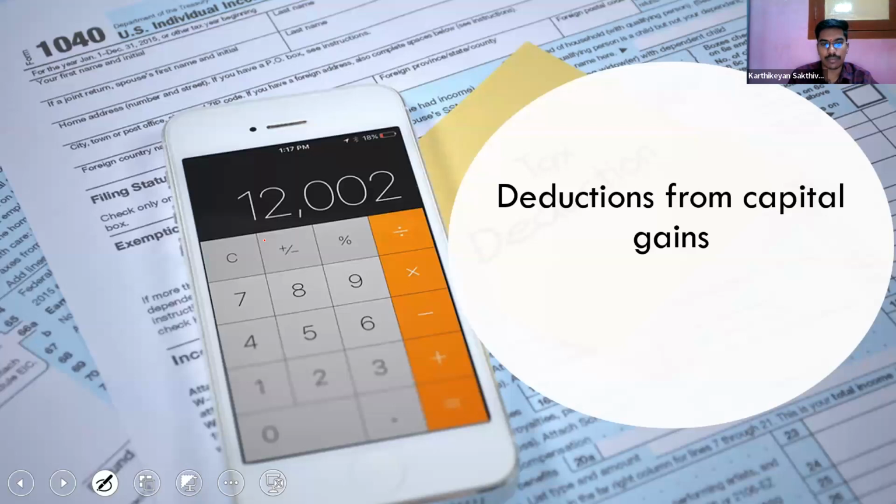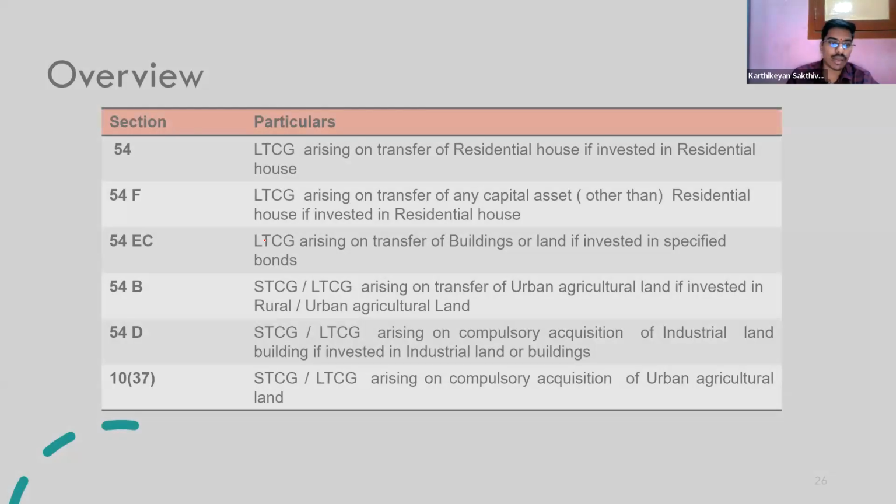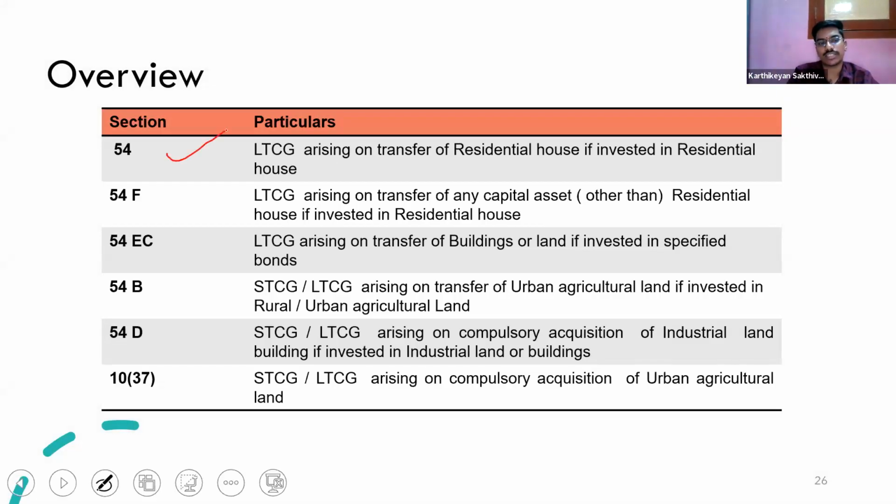Next is deductions from capital gains. So as far as deductions from capital gains is concerned, these are some important sections: section 54, 54F and 54EC. So mostly these three will only be tested in examinations. Sections 10(37), 54B and 54D, maybe it could be tested only in MCQs.